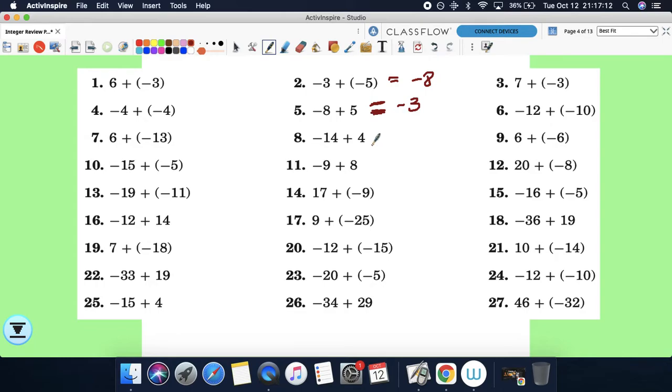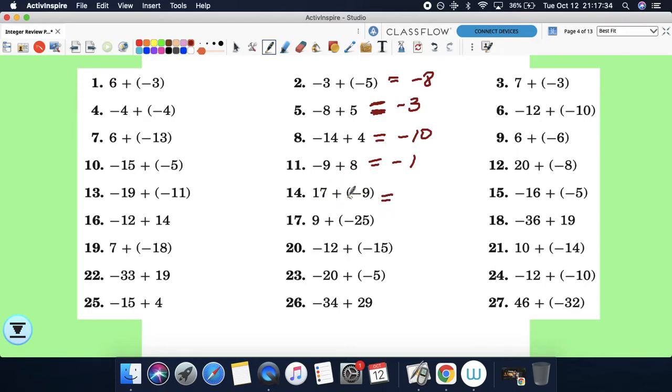-4 plus 4, -14 plus 4. Again, they're different signs. So we take the sign with the number with a greater absolute value. In this case, it's -14. It's the bigger absolute value, right? So it's going to be -10. Here, again, -9 has the greater absolute value, so we know it's negative. And by what? By 1.